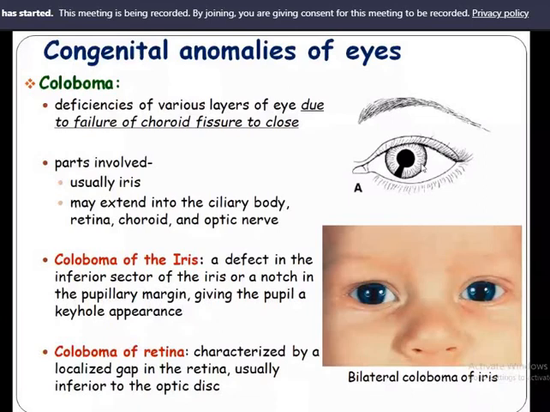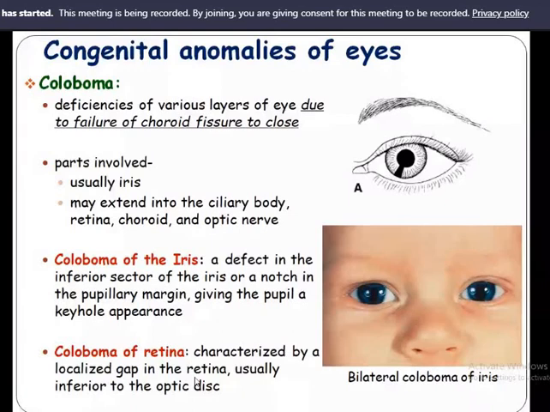Sometimes there may be a failure of the choroid fissure to close. In this case, there will be a defect in the inferior sector of the iris, or a defect in the retina. That is known as a coloboma. This defect may extend to the ciliary body, retina, choroid, or the optic nerve. So coloboma of the iris is a defect in the inferior sector of the iris, and coloboma of the retina is a gap in the retina. The main cause of coloboma is the failure of the choroid fissure to close.